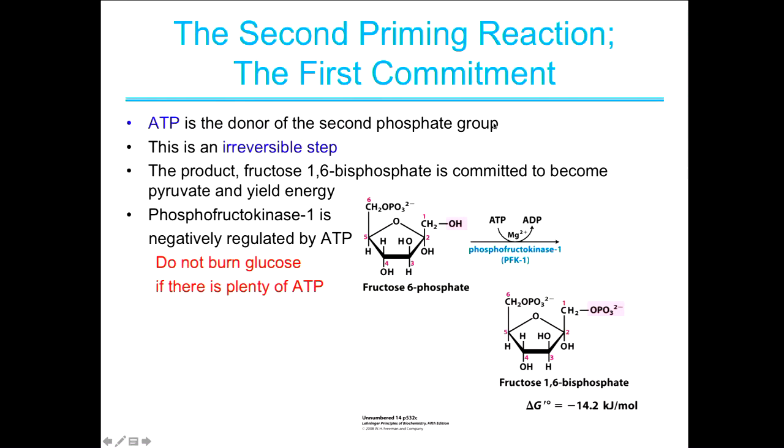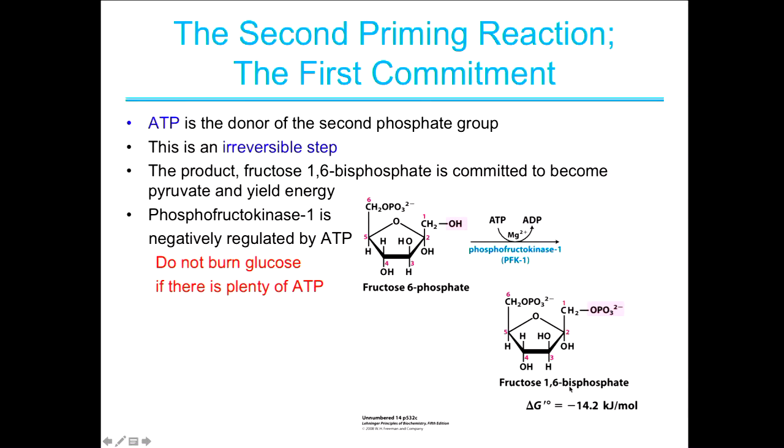So we're still not quite ready to get energy out of our 6-carbon sugar. We still need to invest a little bit more. We're going to use another ATP. So we go from fructose 6-phosphate, use ATP. Oh, there's a little magnesium there again. We're going to now phosphorylate on the 1 position. So we have fructose 1,6-bisphosphate.